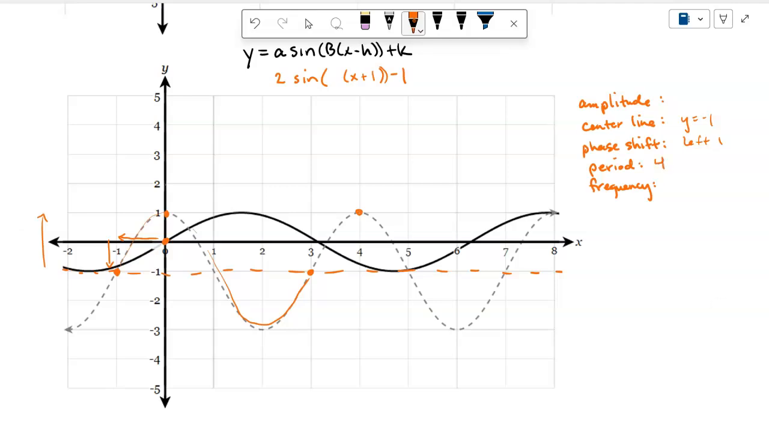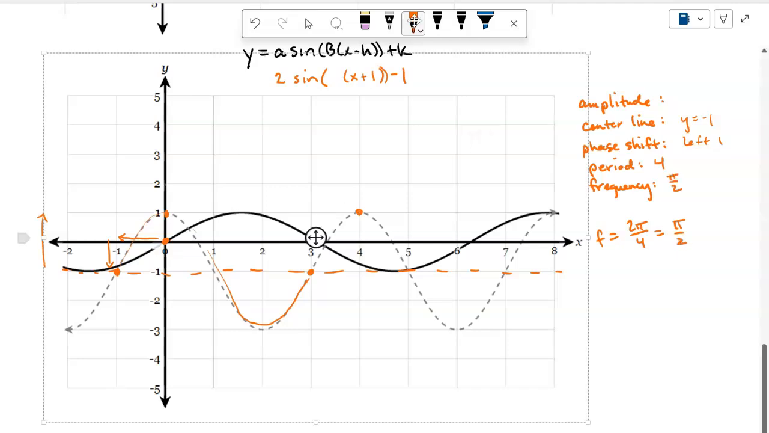Let's go ahead and convert that. I want to find the frequency so that I can plop that into the equation. That's 2 pi divided by 4. That gives me a frequency of pi over 2. So I just plop that up into the equation up here, and we're good to go. And there's our sine function.